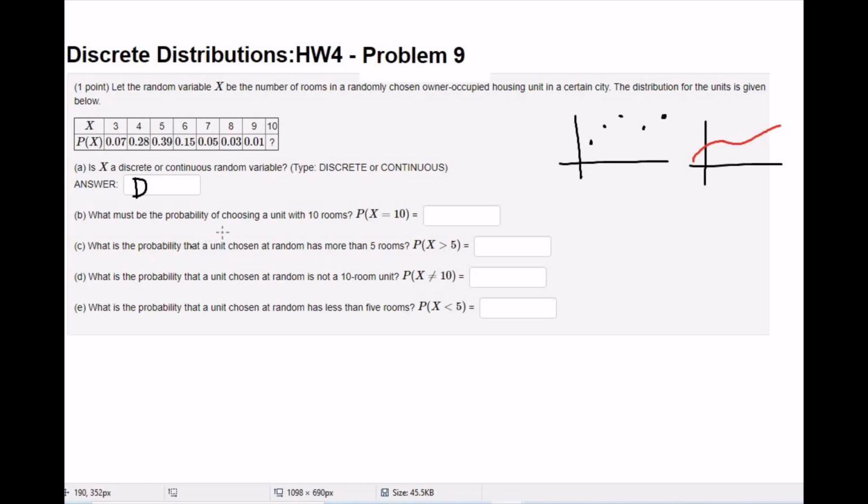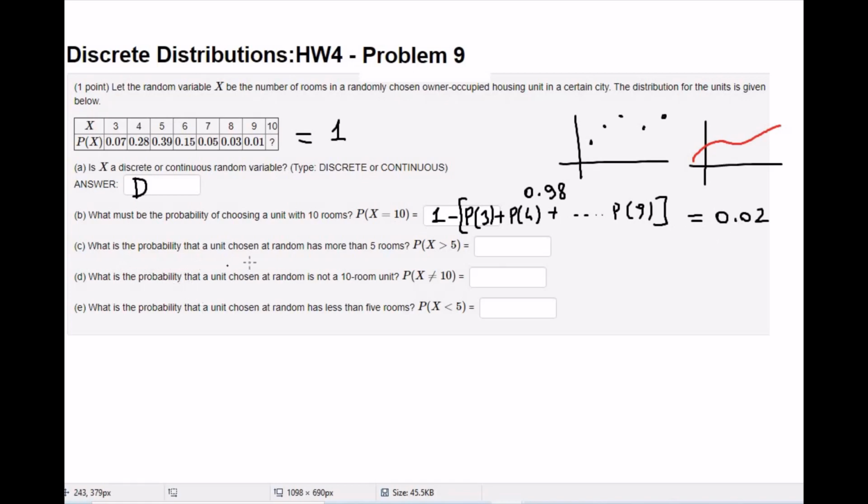Part B is asking what must be the probability of choosing a unit with 10 rooms. So the total probability, by definition, has to be equal to 1. So the probability that x equals 10 is 1 minus the probability of everything here: probability of 3 plus probability of 4 until probability of 9, everything. And if you add everything up here, you see 0.98. 1 minus 0.98 is 0.02, so the probability that x is equal to 10 is 2%.